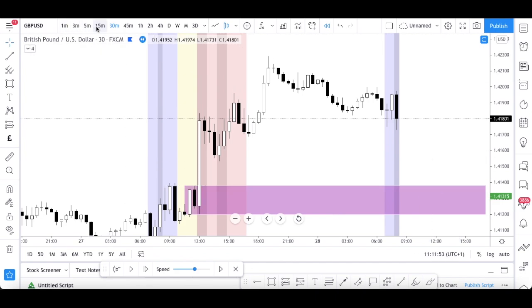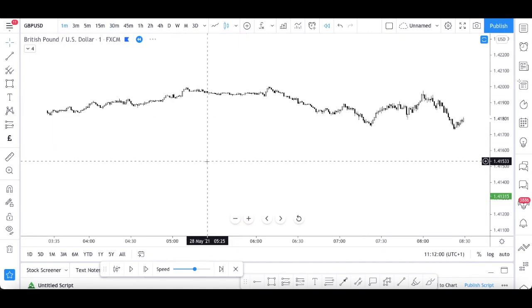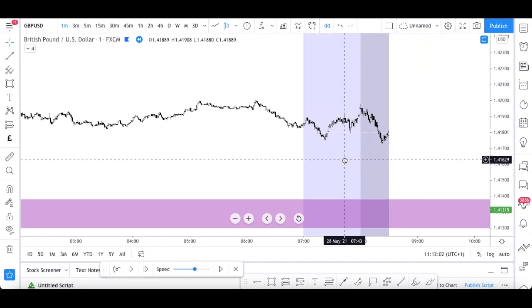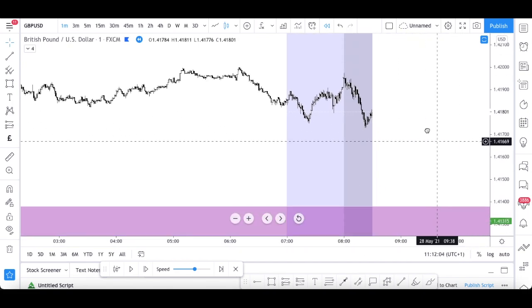So, you know, we could be jumping down into the 15, the 5, the 3, and the 1. In this scenario, I was looking at the 1 minute time frame just to get the most detail on the market structure that was being formed on its way down to the POI.